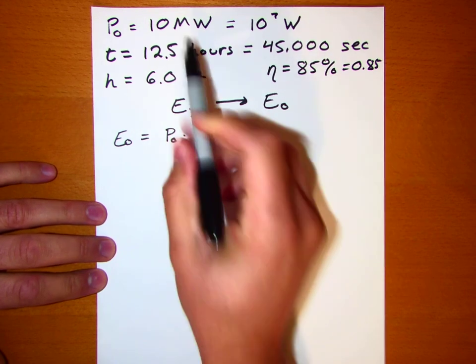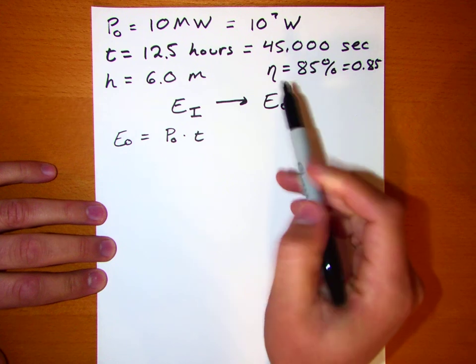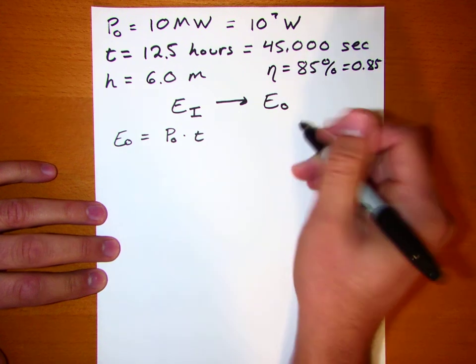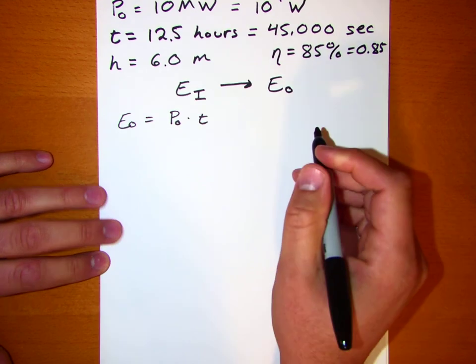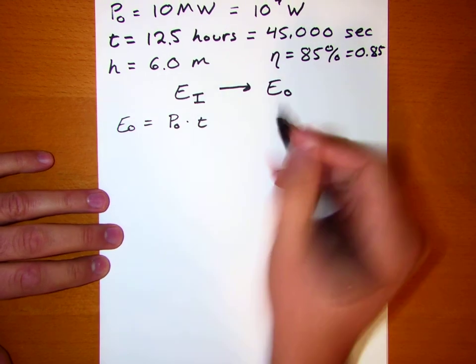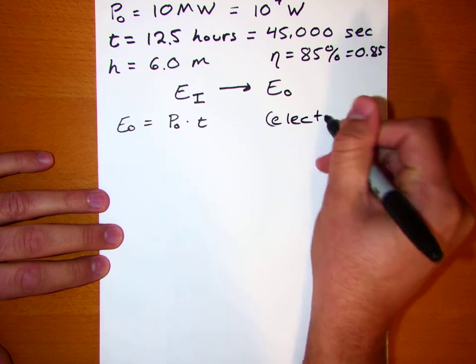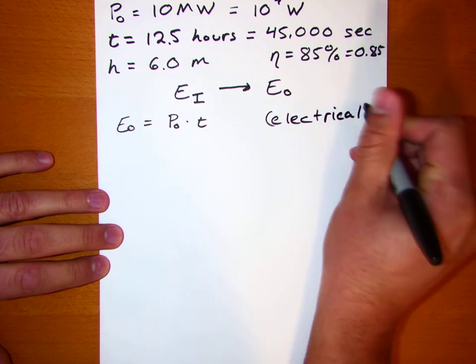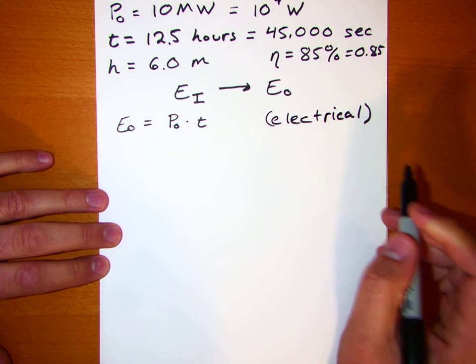We can go ahead and plug these in if we want, 10 to the 7th watts times 45,000 seconds, but we don't even need to do that yet. We're actually already done with output power for now. Let's wait till we get to the final equation. Now, that electrical energy, we'll make sure we note this, is the electrical energy outputted by the power plant.